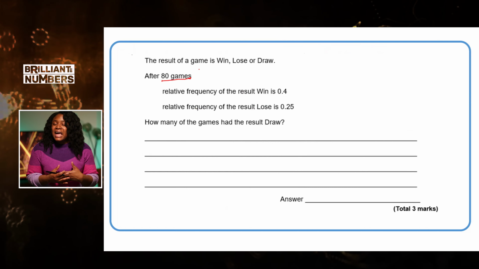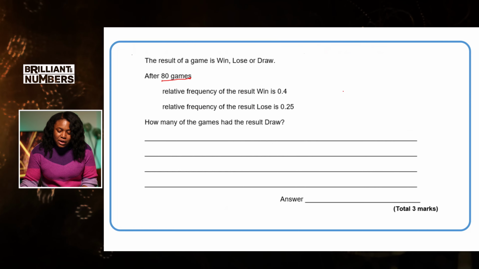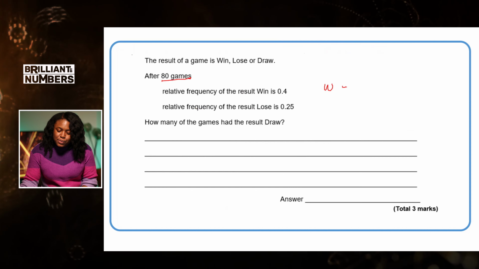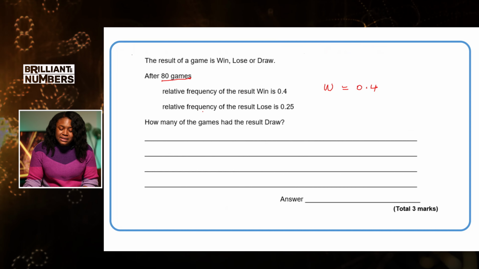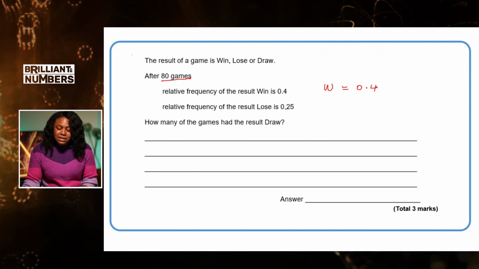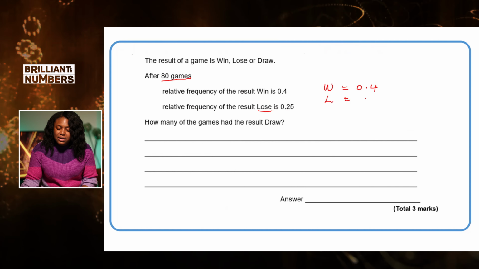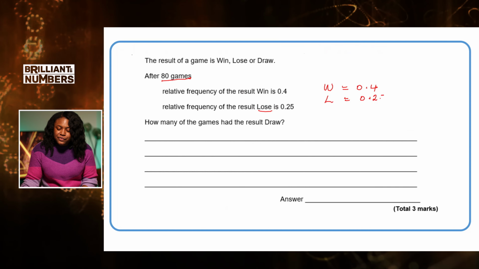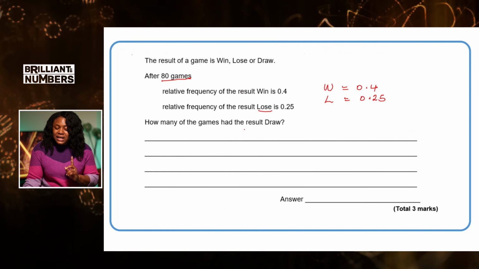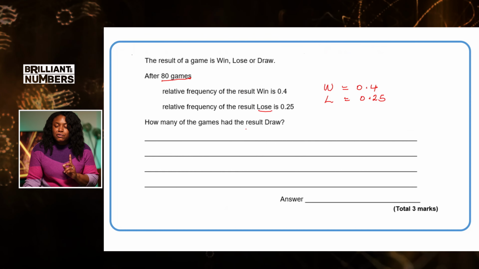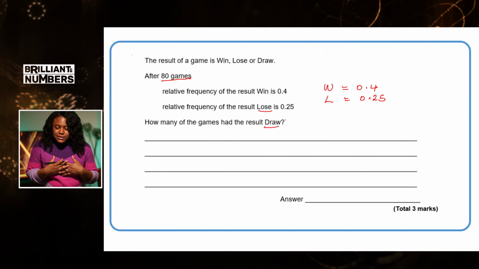A good practice here is to take your numbers out of the words. So win is 0.4. Then the relative frequency of the result lose is 0.25. So let's put that also here, 0.25. We're asked now to say how many of the games had a result of draw. So we underline that, give ourselves that focus.